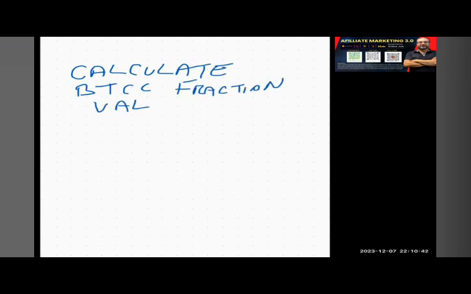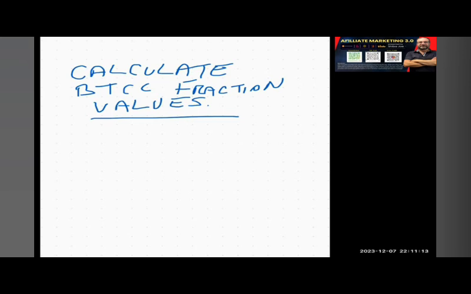So this is how to calculate BTCC fraction values. This is the maths for it. This is also important so that when you're looking on your DApp, if you've mined a quarter of a BTCC, you know what that's worth. On the DApp it shows you what your mined BTCC is worth, but you're trusting the DApp to be accurate. So you can make the calculation yourself to see if it's accurate.